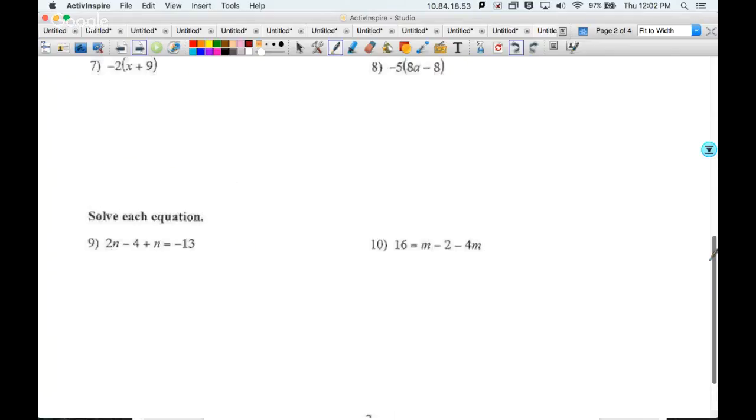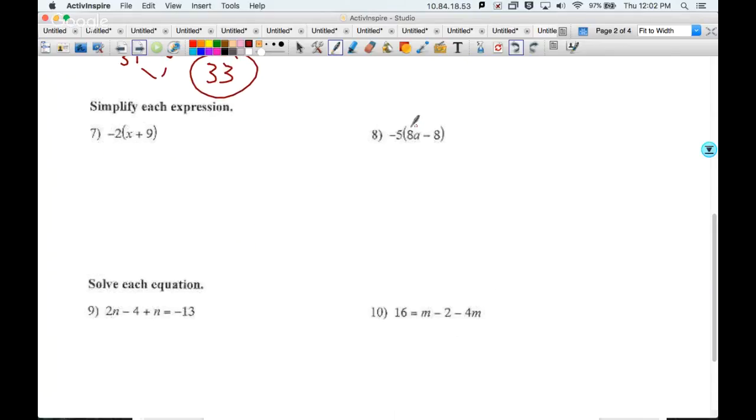All right, just do 2 more. Simplify. Both of these rely on distribution. We show distribution with rainbow arrows like that. Negative 40a plus 40. Negative times a negative is a positive.